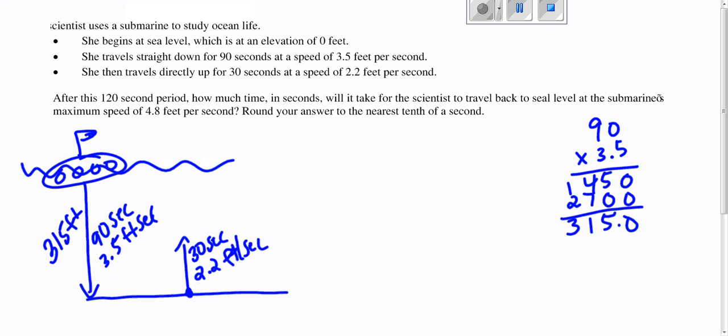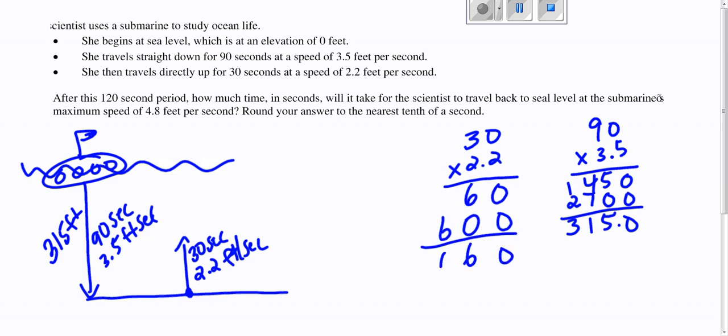Then she travels up for 30 seconds at a speed of 2.2 feet per second. So again, how far did she go up? Let's multiply. 30 times 2.2. 0 times 2 is 0. 3 times 2 is 6. Add a 0. 0 times 2 is 0. 3 times 2 is 6. Add those together. 660, but 1 decimal spot. So she went up 66 feet.